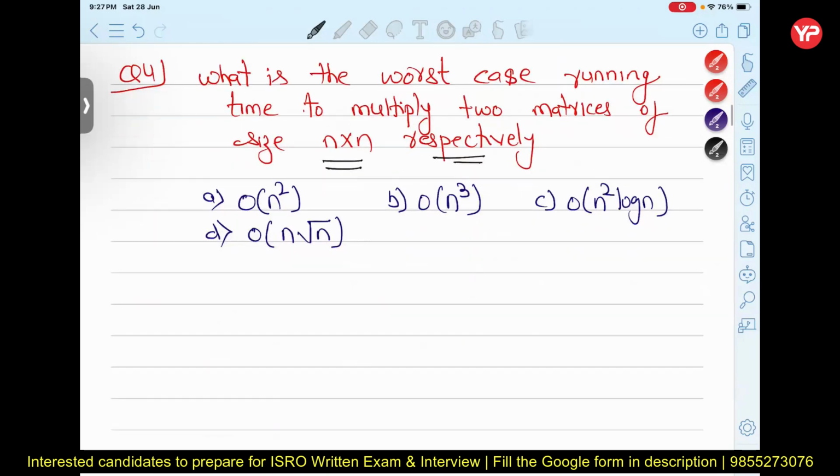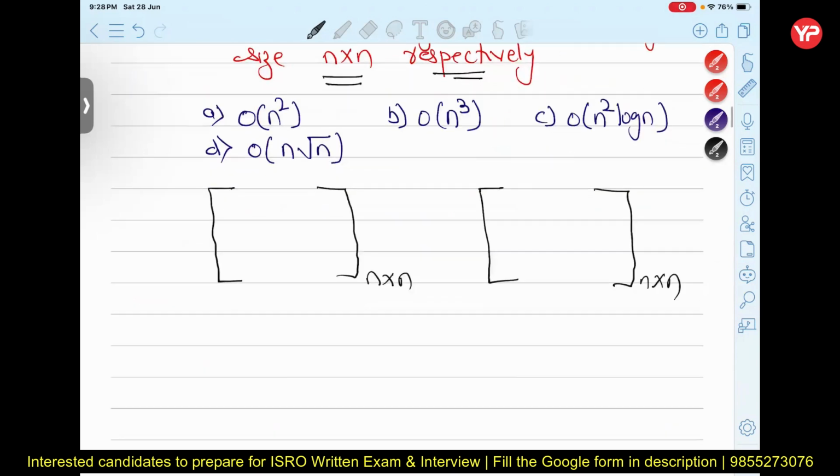Go with the fourth question. What is the worst case running time to multiply two matrices of size n cross n? That means given two matrices, this is of size n cross n, and again this is of size n cross n. That means the resultant matrix again has n cross n elements. Yes or no?